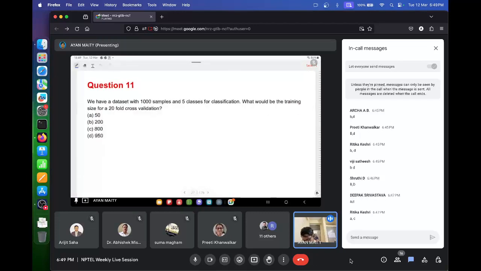Question 11. We have a dataset with 1000 samples and 5 classes for classification. What would be the training size of a 20-fold cross validation? So 1000 samples are there with 5 classes for classification task, and you are doing 20-fold cross validation. So what will be the size of the training data?